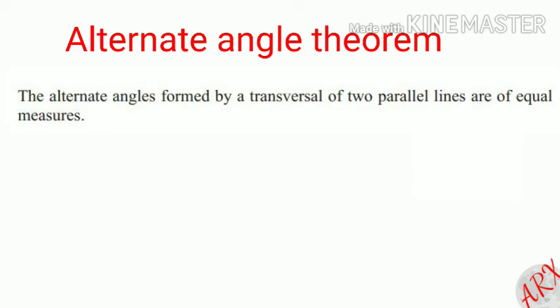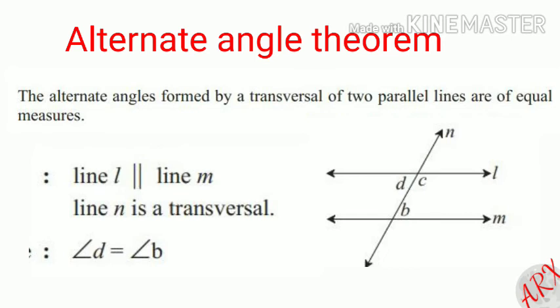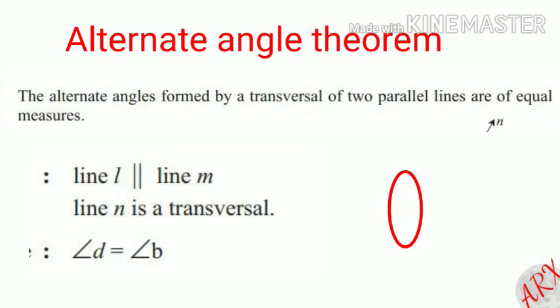Now we will see the alternate angles theorem. The theorem states that the alternate angles formed by a transversal of two parallel lines are of equal measure. For example, line L parallel to line M and line N is a transversal. Then by the alternate angle theorem, angle D equal to angle B.